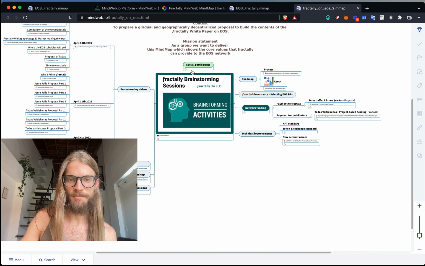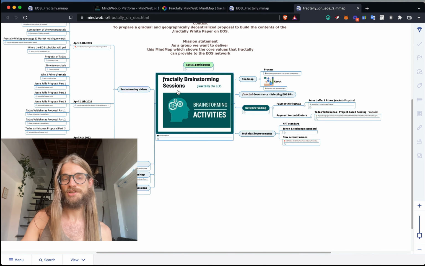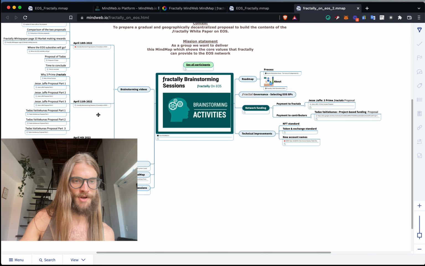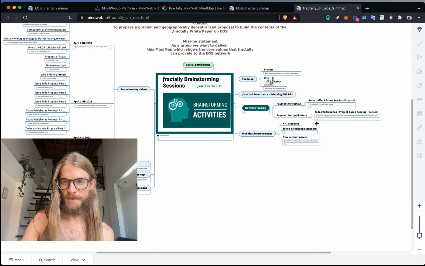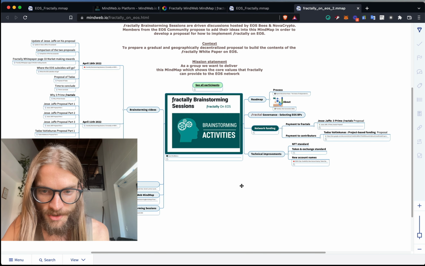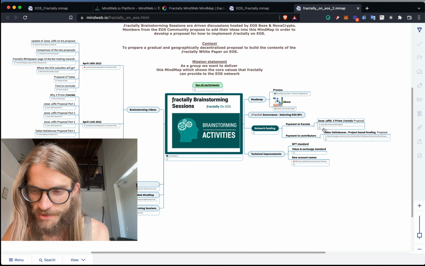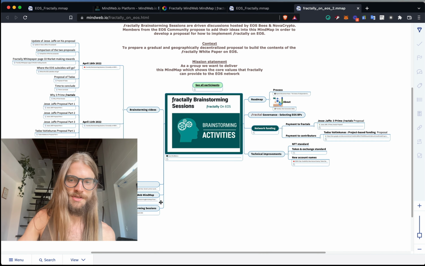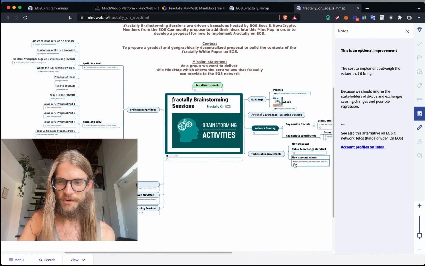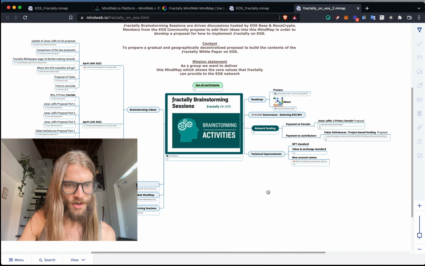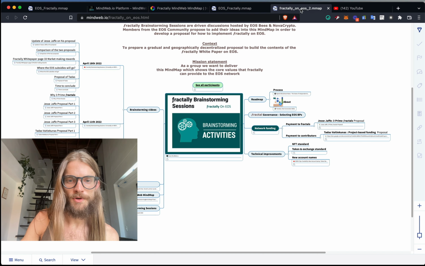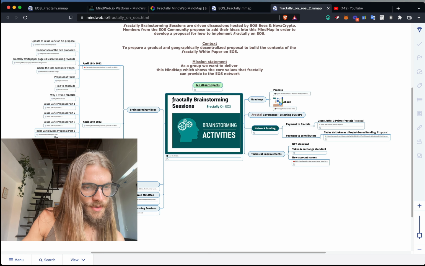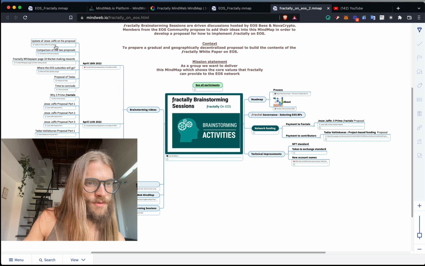So like we have a topic for the Fractally brainstorming sessions that Patrick runs. I say we because I have shown up before, but yeah, so like if you do something, you can add it to this map, and definitely talk to him or check out his resources for more information about this. But yeah, I know he had contributions on here somewhere. So these are proposals. Proposal part 1, 2, 3. These are all the things that we're talking about.